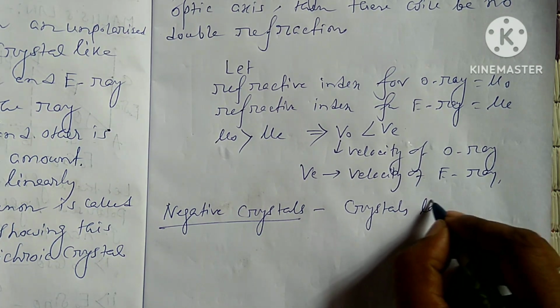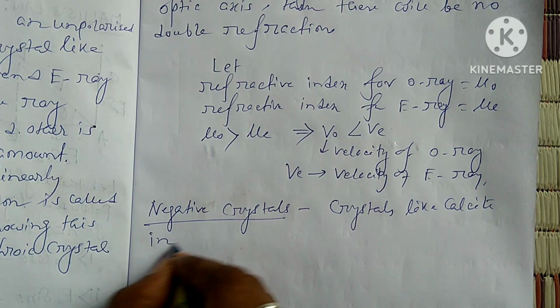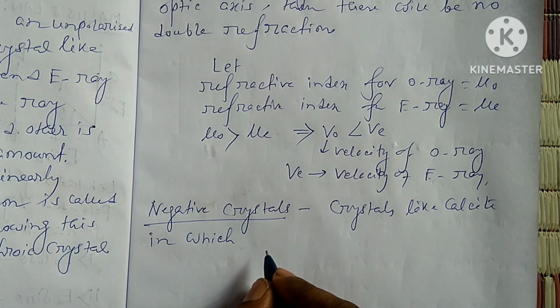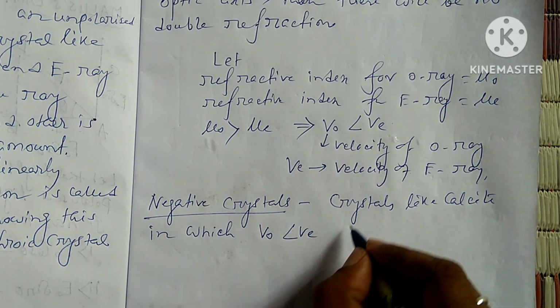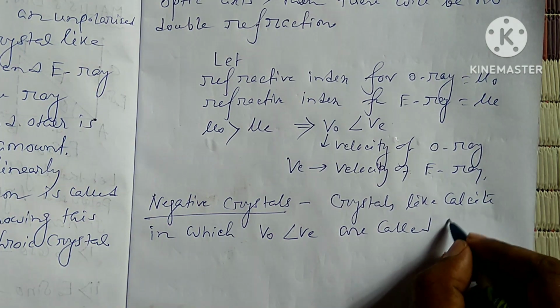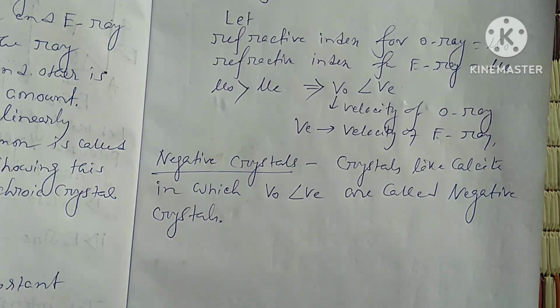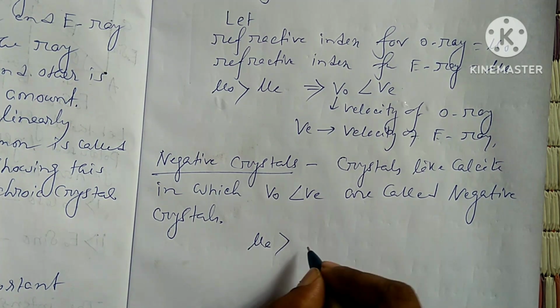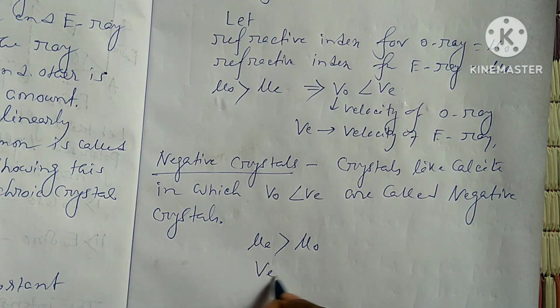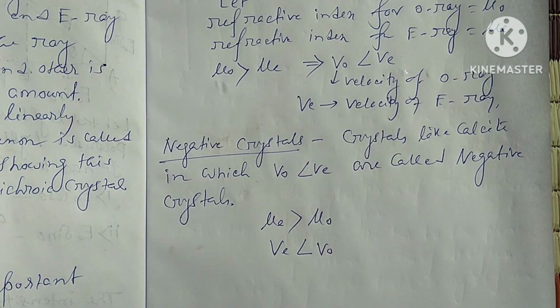Crystals like calcite, in which v0 is less than ve, are called negative crystals. When mu e is greater than mu0, then ve is less than v0. In this case, a positive crystal takes place.